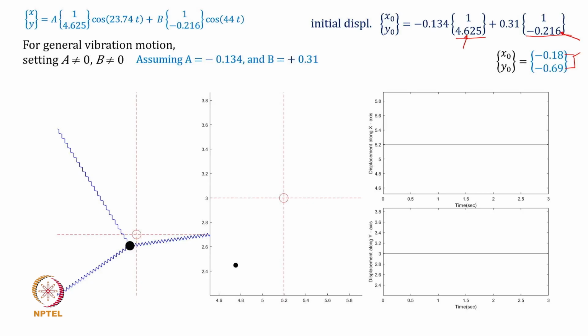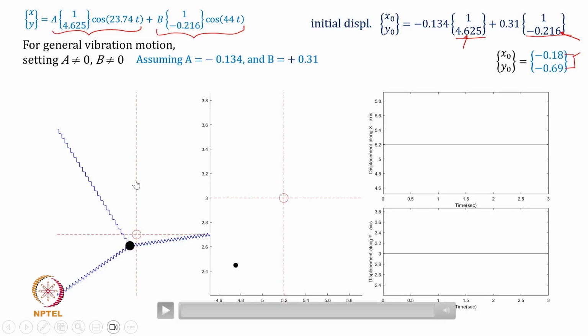So, when you give this kind of an arbitrary motion, you expect that this term is going to contribute at a frequency 44 radians per second, and this term will also contribute with a frequency 23.74 radians per second, right. And then the motion is not going to be a harmonic motion, which is a requirement for a principal mode or a principal motion. Okay.